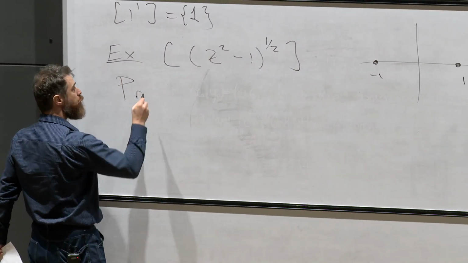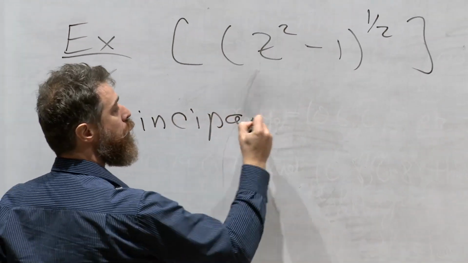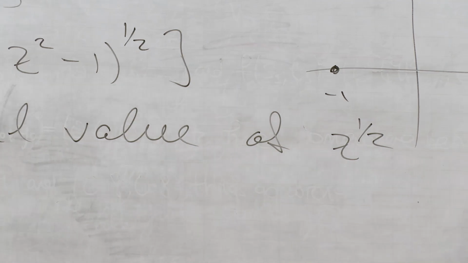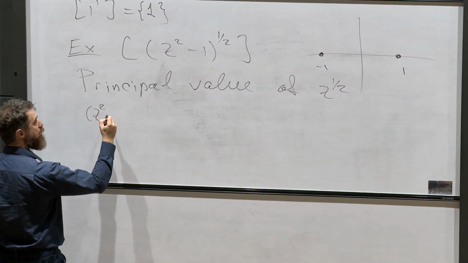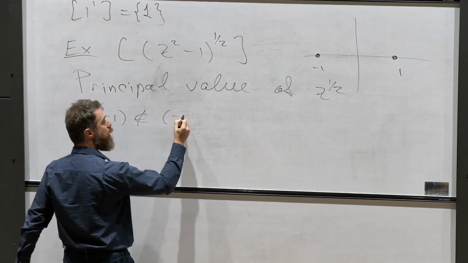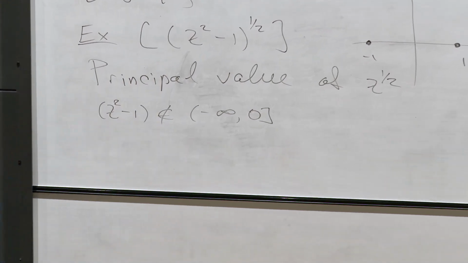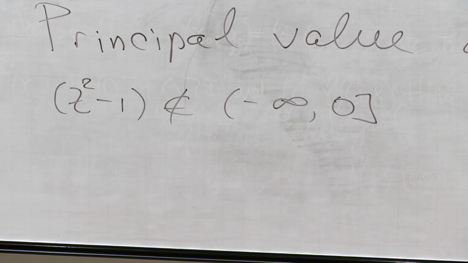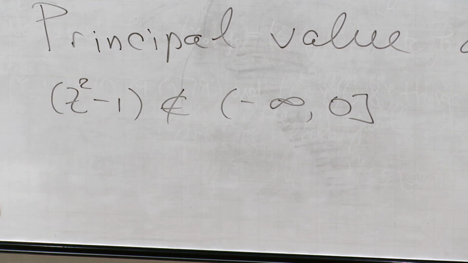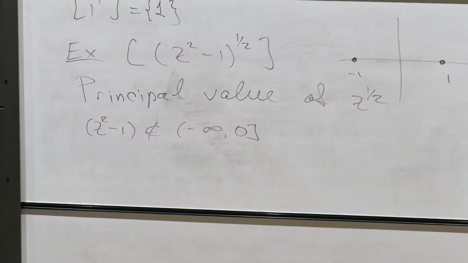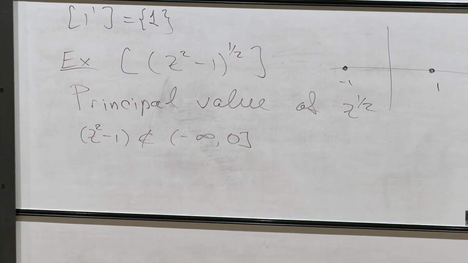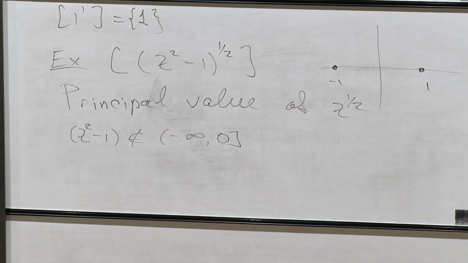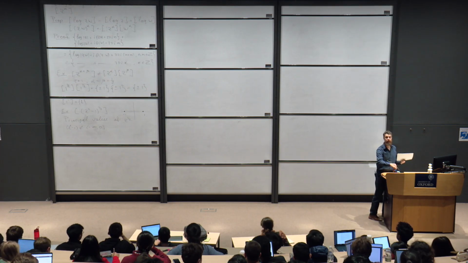So if we use the principal value of square root, then what we need is z squared minus 1 not to be negative real, or 0. Okay, so for which values of z is z squared minus 1 a non-positive real number? So what is the answer?